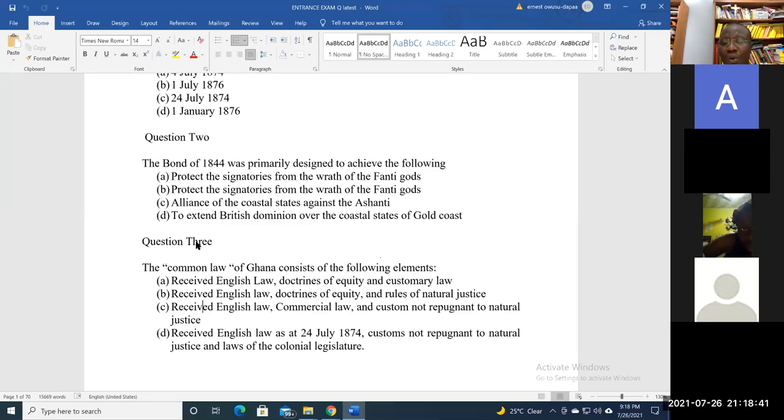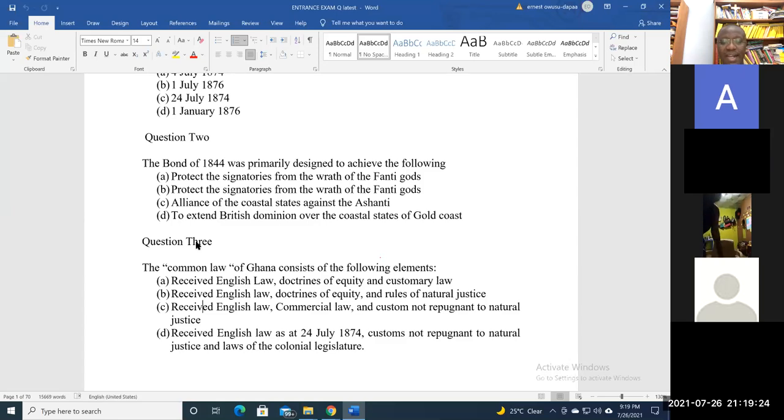B: Received English law, doctrines of equity and rules of natural justice. You have to note that certainly that is not it, because rules of natural justice is actually part of the doctrines of equity and also the received English law. So B is out. C: Received English law, commercial law, and custom not repugnant to natural justice. Certainly, if you remember your Article 11, you also have to know that that is no, no, no, no. Because why have you singled out commercial law? So C is out.